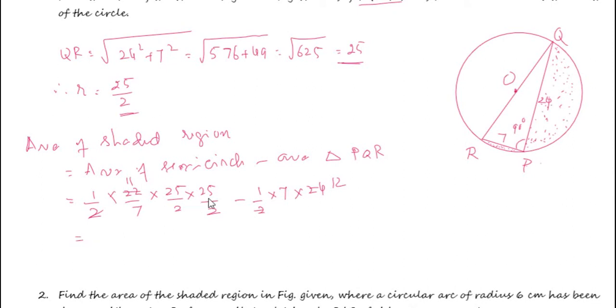So this is 625 into 11, that is 6875 divided by 7 into 4, that is 28, minus 84. 6875 divided by 28, this comes to 245.5 minus 84. If you subtract this one, you will get 161.5 centimeter square. This is the area of the shaded region.